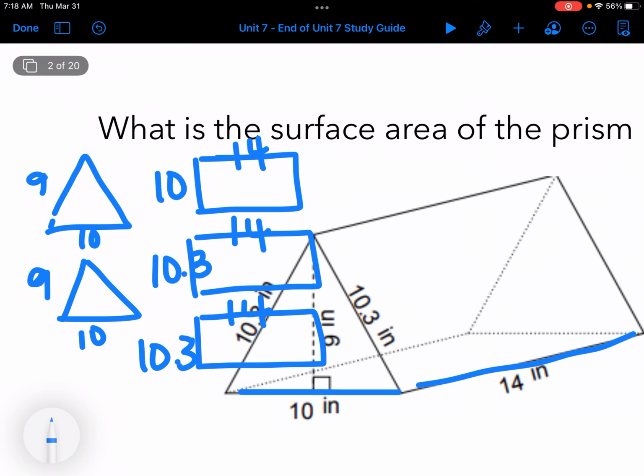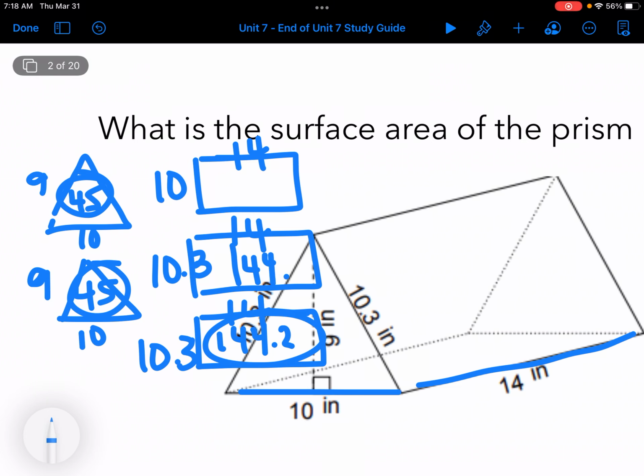Then I know that I'm just finding the area of all of my faces, because that's what surface area is, the area of all the faces added together. So the area of a triangle is base times height divided by 2. So 10 times 9 is 90, divided by 2 is 45. Because they're congruent, both are going to be 45. 10.3 times 14 is going to be 144.2. And then 10 times 14 is 140.